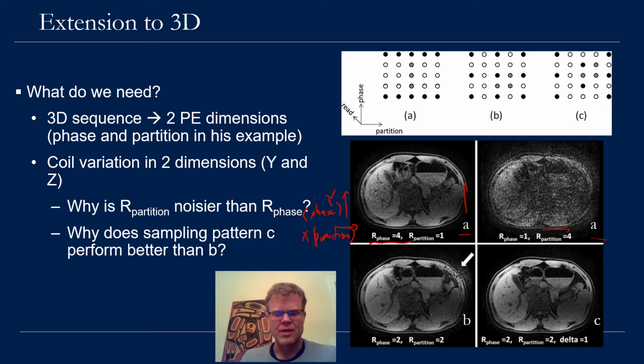So I've just answered that question. And then the next question is looking at the bottom. We can do acceleration with the sampling patterns B and C, where we do some acceleration in both dimensions, and this almost looks like a checkerboard, or two dimensions, I guess, of undersampling here.